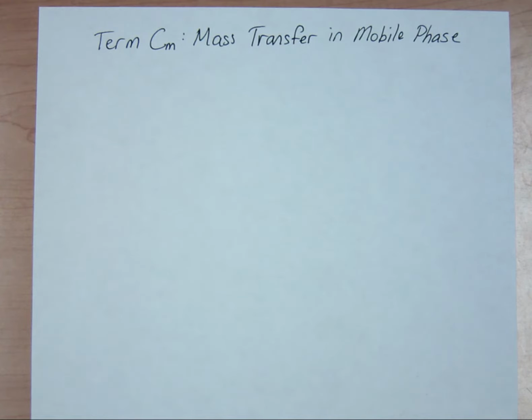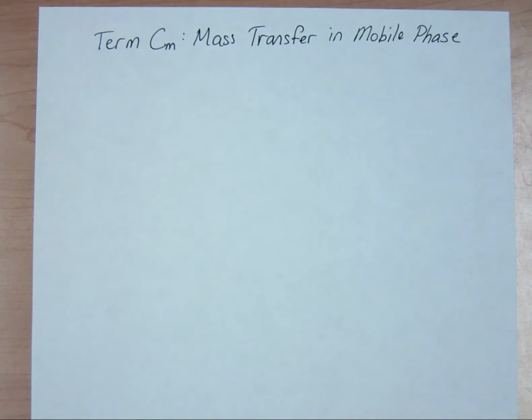Now, the next term, term C, is broken into two parts. Term C overall is called a mass transfer term, but we can look at how this affects the mobile phase and for the stationary phase. So we break this into two parts, term Cm, which is mass transfer in the mobile phase, and in the next video we'll look at term Cs, which is mass transfer in the stationary phase.